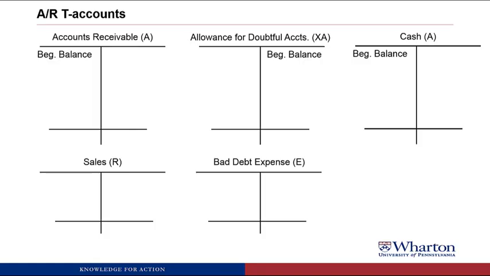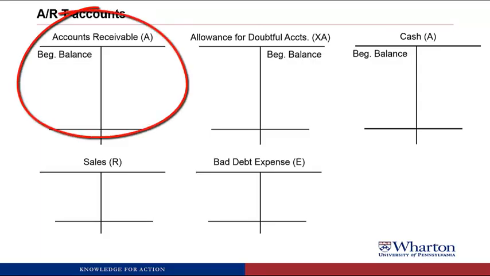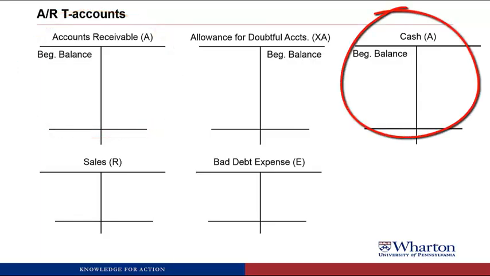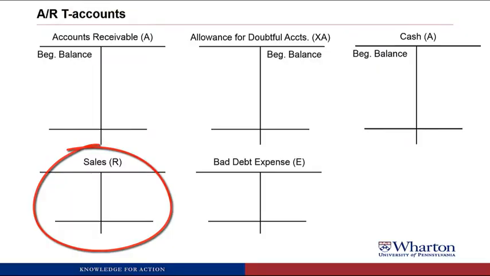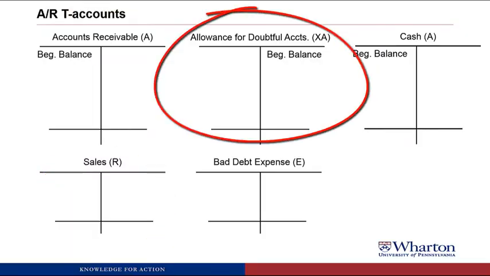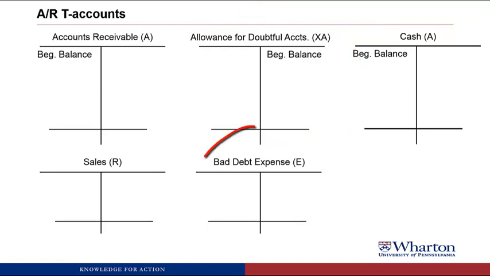So these are the T accounts that we're going to track through in this example. We've got accounts receivable, cash, asset accounts, and a sales revenue account. And then we're going to have an allowance for doubtful accounts, contra asset account, so that's going to have a credit balance, and a bad debt expense account.